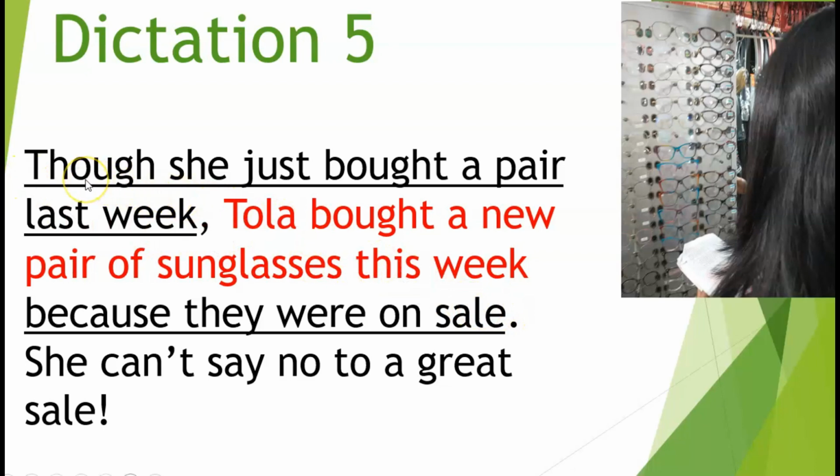So we begin the sentence with a dependent clause. Though she just bought a pair last week, okay? And then we've got the independent clause. Tola bought a new pair of sunglasses this week. This is independent. But then we have another dependent clause at the end, because they were on sale. So, though she just bought a pair last week, that's dependent. And because they were on sale is another dependent clause. And then in the middle, we've got the independent clause. Tola bought a new pair of sunglasses this week. And that brings us to the end.